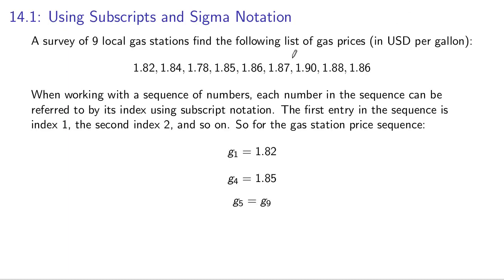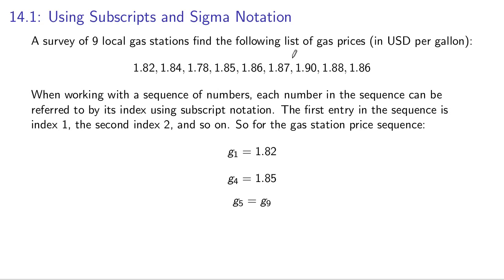Algebra 2, Chapter 14, Section 1, Using Subscripts and Sigma Notation. A survey of 9 local gas stations finds the following list of gas prices in United States dollars per gallon.